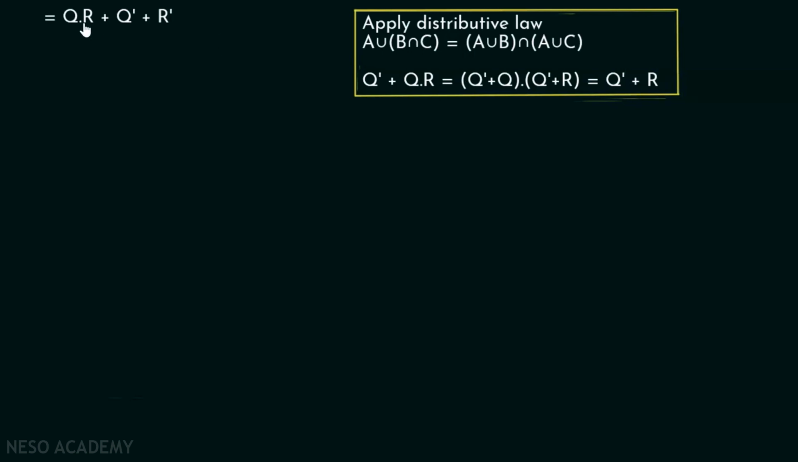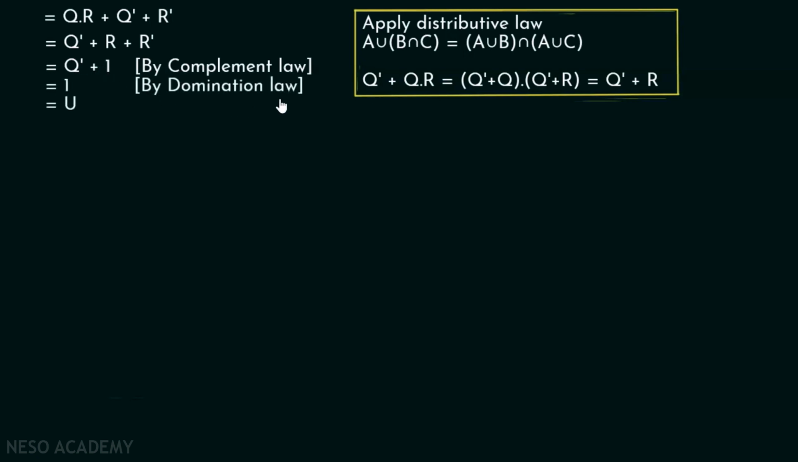So we can replace this Q dot R plus Q complement by Q complement plus R. And this is what we are left with: Q complement plus R complement. We know that R complement plus R is equal to 1 or tautology, right? So this can be replaced by 1 by complement law. So this is Q complement plus 1. We know that one union with anything is always a tautology. This is true by domination law, right?